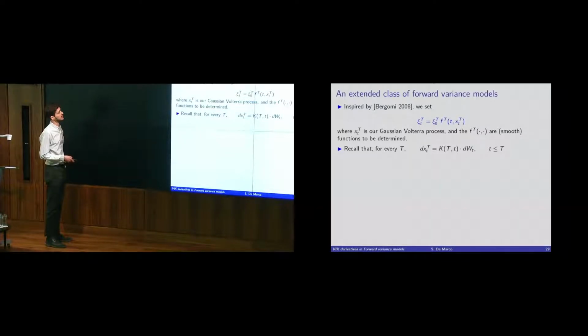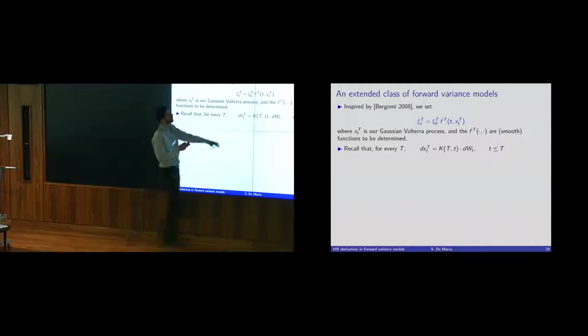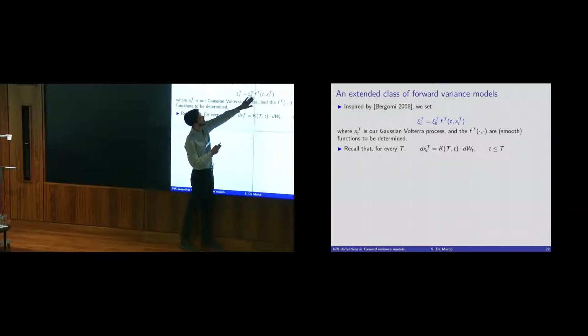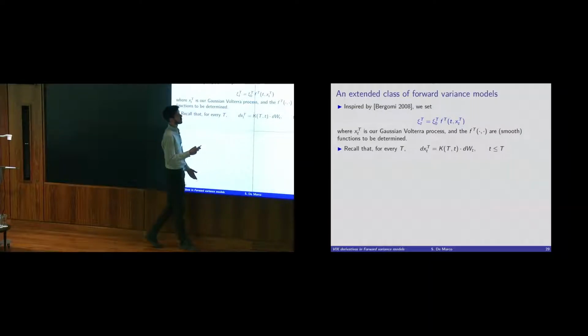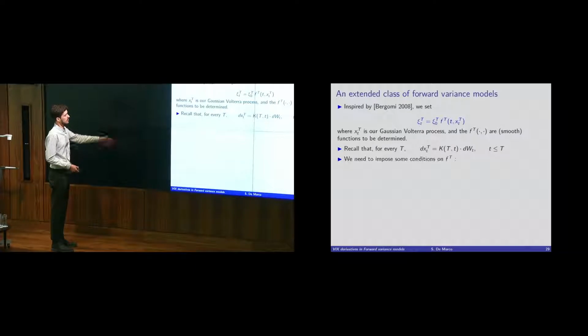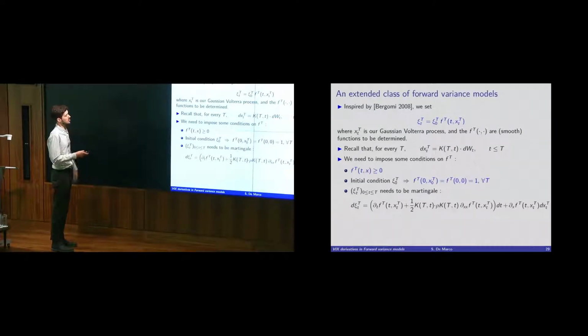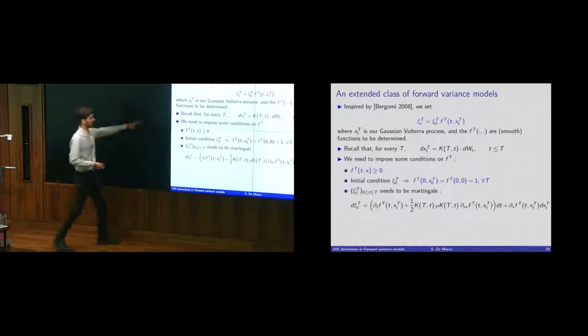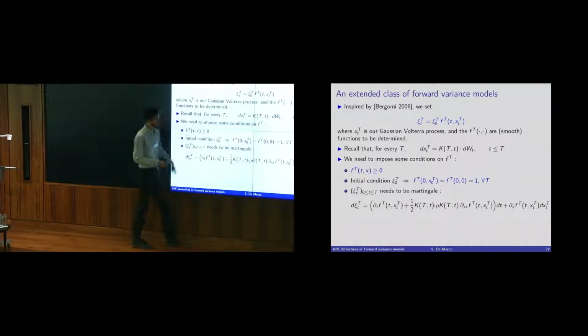My solution is inspired again by the work of Bergomi, and it's a super simple idea. It's nothing nuclear. Instead of having just exponentials of Gaussian processes, you can ask for more general functions f of your Gaussian factor, okay? And now there's a list of conditions that I essentially can't walk you through, a list of conditions that I want to impose on my function f so that my model for the forward variance defines a martingale, okay?